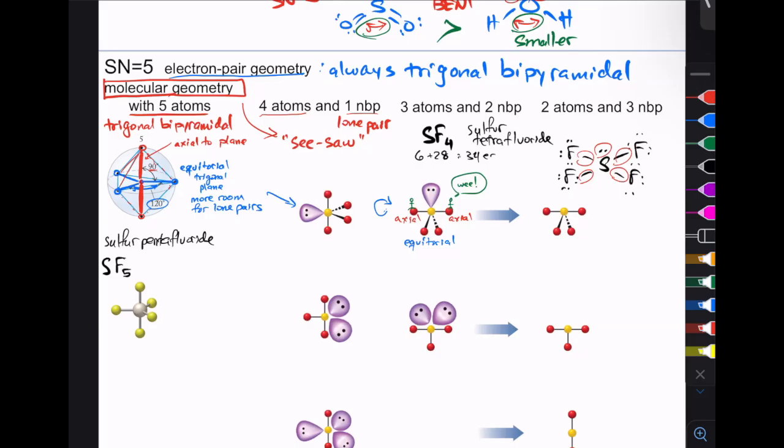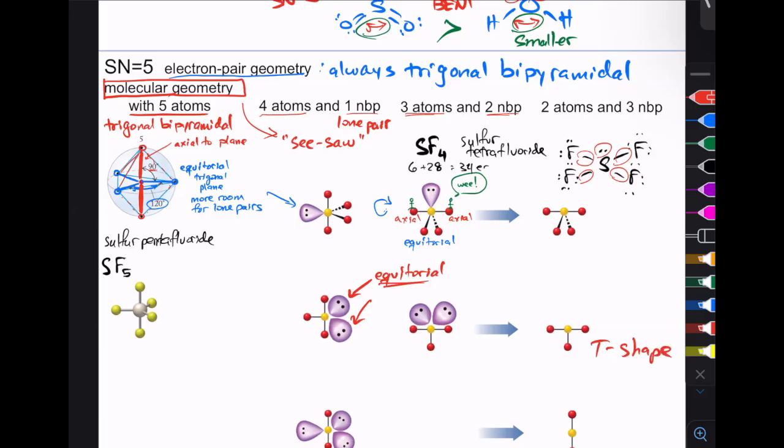If we have 2 lone pairs, that means we now have 3 atoms that are bonded and 2 lone pairs. Well, that's going to be the example here in the middle. Once again, the second lone pair is still going to go in an equatorial position. There's more space for the lone pairs in the equatorial positions than there is in the axial positions. What that leaves in the end is what we call a T-shaped molecule. That's the name of the molecular shape. I don't want you to think that sulfur tetrafluoride is T-shaped.